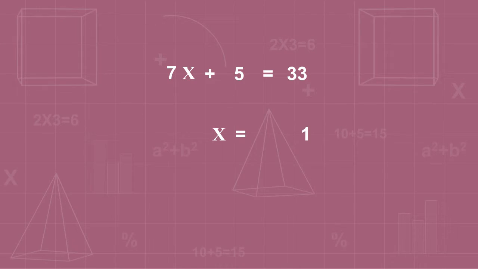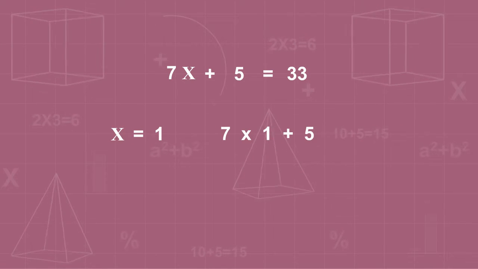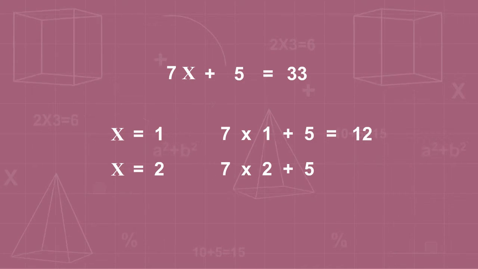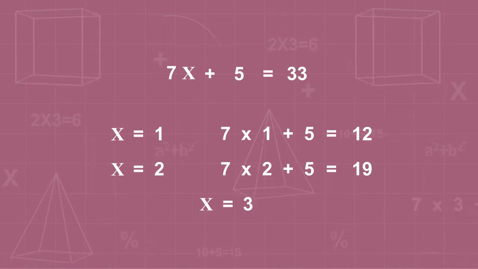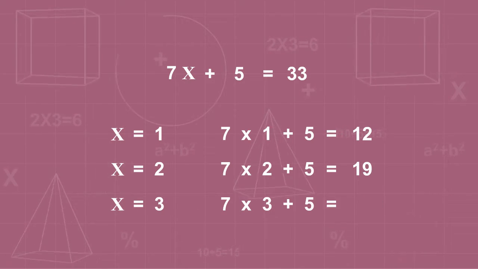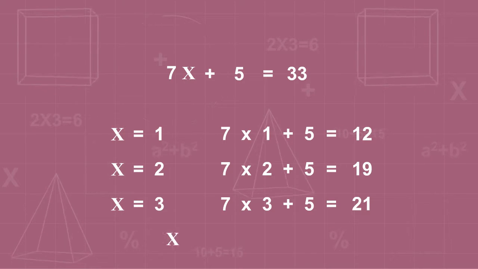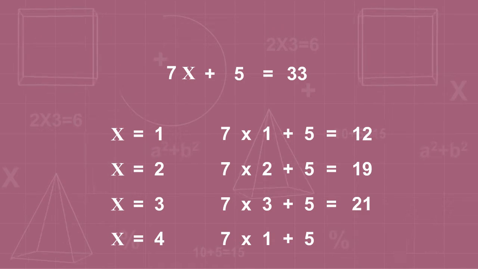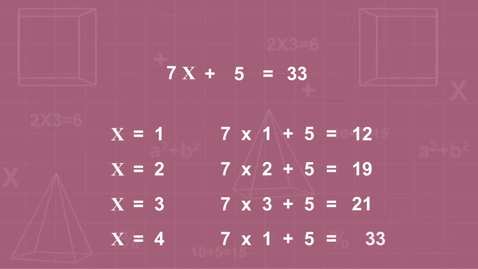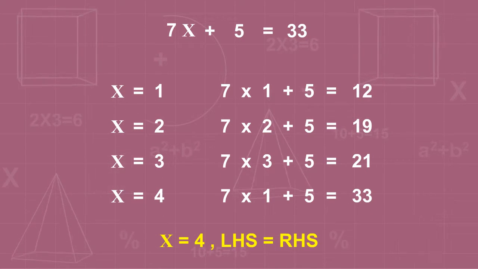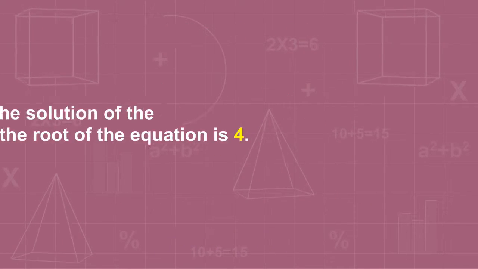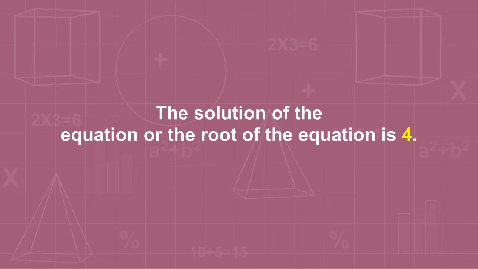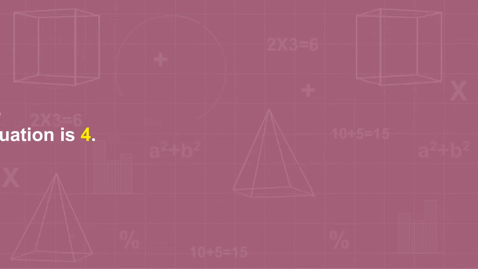If x = 1, then 7 into 1 plus 5 is equal to 12. If x = 2, then 7 into 2 plus 5 is equal to 19. If x = 3, then 7 into 3 plus 5 is equal to 26. If x = 4, then 7 into 4 plus 5 is equal to 33. Thus, for x = 4, LHS is equal to RHS. So, the solution or the root of the equation is 4.